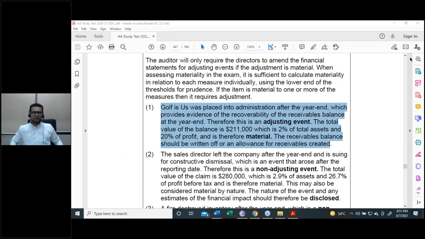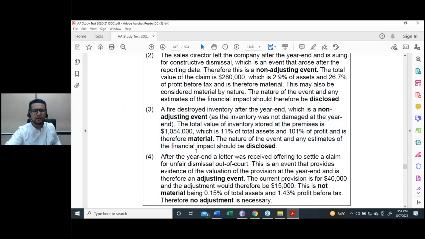Is this clear to everyone? Let's read the third part. A fire destroyed inventory after the year end. So this is a non-adjusting event, as the inventory was not damaged at the year end, so there is no condition of the fire at the year end. The value is 11% of the assets and 110% of profit. So this is highly material, and if the client is not going to disclose it, this will definitely have an impact on the opinion. If the client wants to avoid the modification, they need to disclose it. Is this clear?